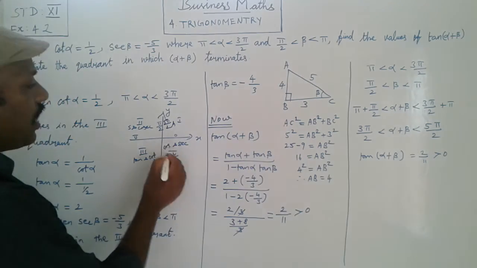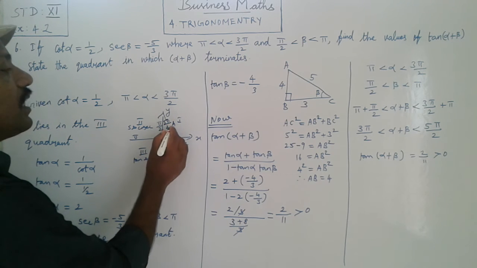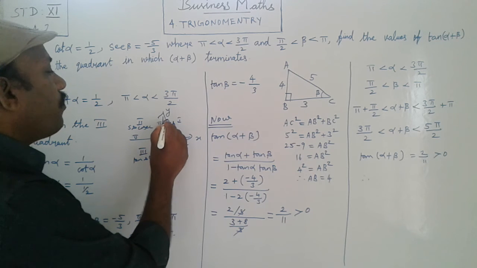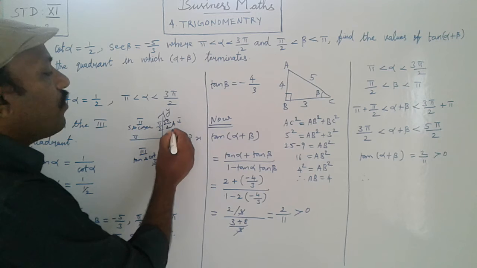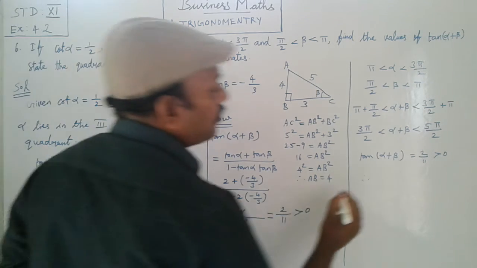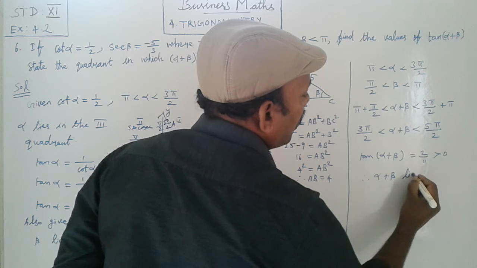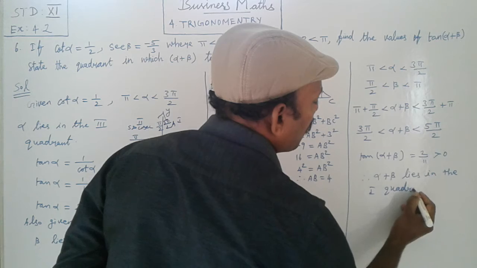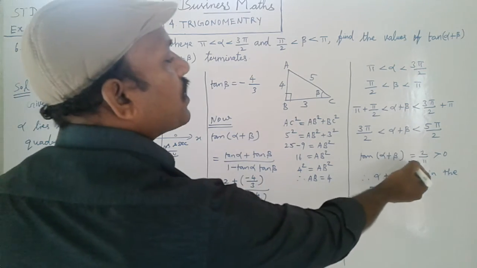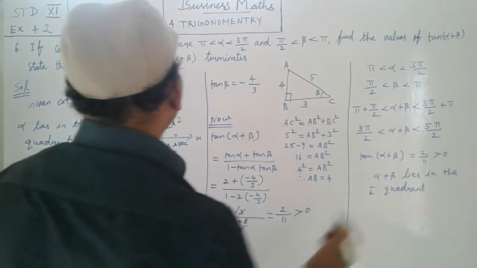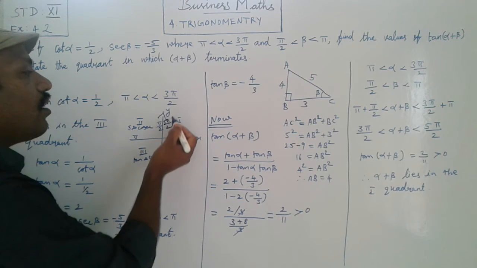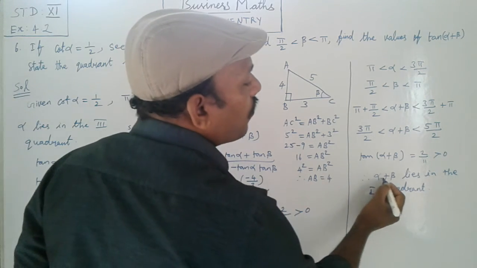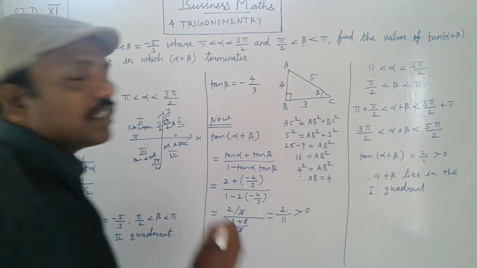Tan of alpha plus beta is positive, but in the fourth quadrant tan is negative. Only in the first quadrant is tan positive. So alpha plus beta lies in the first quadrant. Here tan of alpha plus beta is 2 by 11, greater than 0, and in the first quadrant all values are positive. That's all.